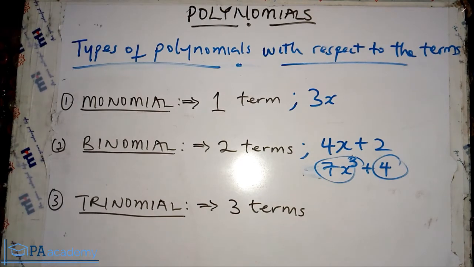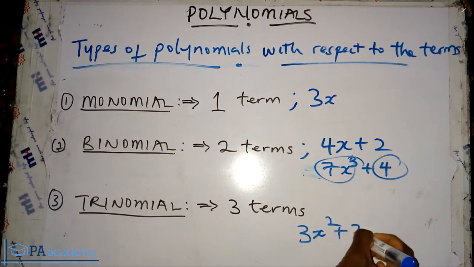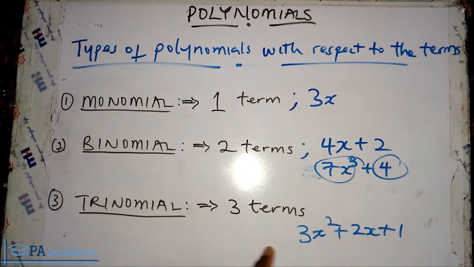Then when we look at trinomial, that's 3 terms. That's when you can have, let's say, 3x squared plus, and you can see we have 3 terms. This is an example of a trinomial. This is one term, this is another term, and this is the third one. So you can also have it in different forms.